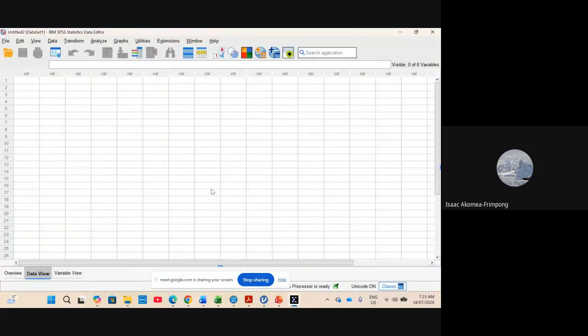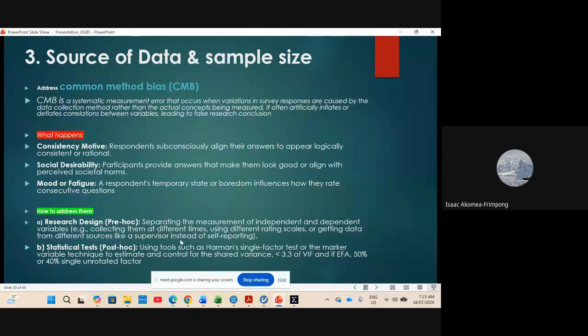Okay, so these are the things that will help you to detect your common method bias. Check this, it's important because many examiners, many reviewers ask you about your common method bias. Yeah, they are interested, especially in the Harman single factor test. And also, if your study is more this, using the unrotated factor. Any question? Yeah, that's okay.